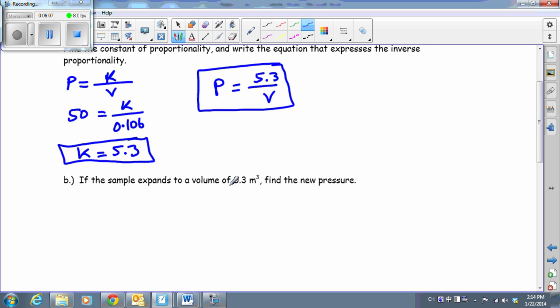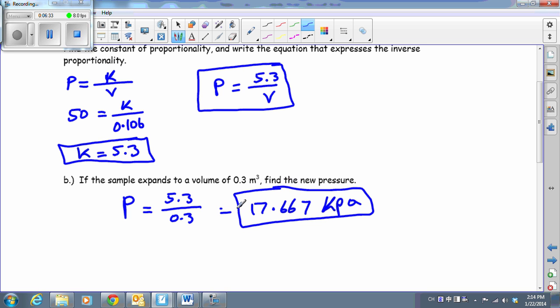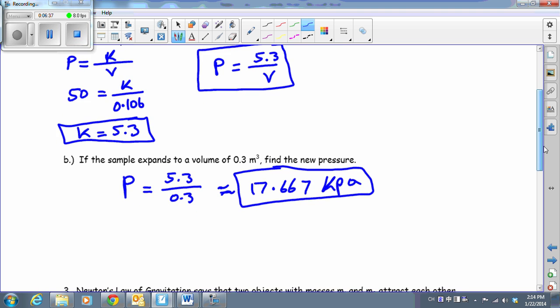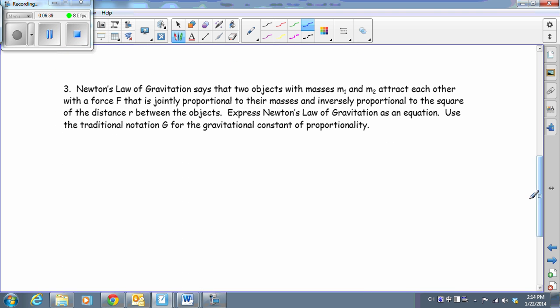B says if the sample expands to a volume of 0.3 meter cube. Well, at this time, I already have the equation, so I will say P is equal to 5.3 over 0.3, and this is equal to 17.667. And the unit, I keep the same unit. And here it is rounded to 3 decimal places. You just make sure you keep the same unit. I'll put approximately here. All right, let's jump to problem number 3.